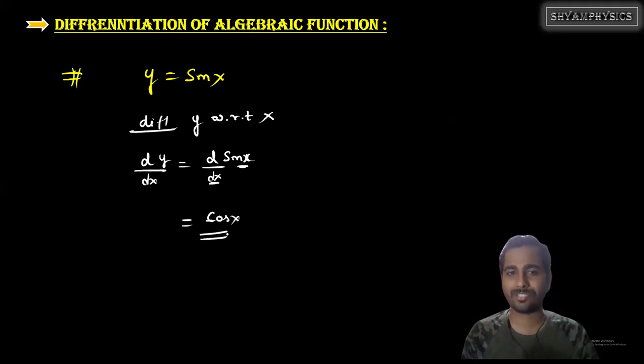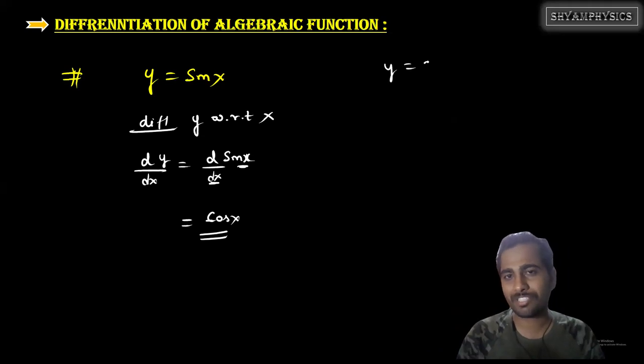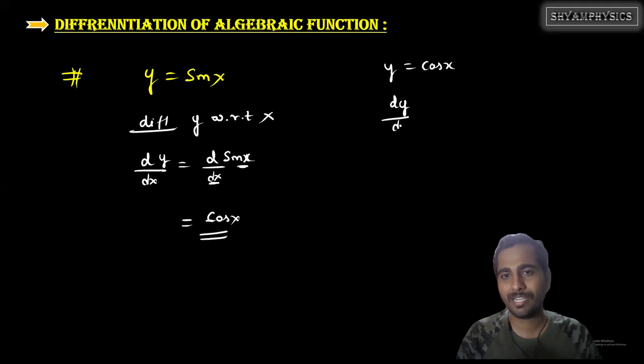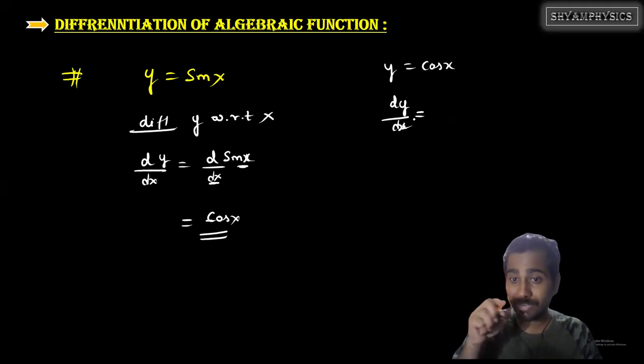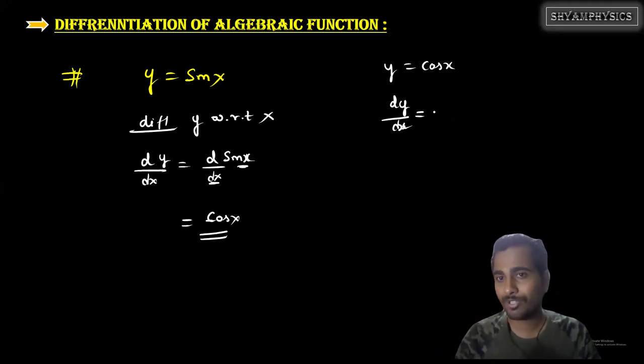This is differentiation. Then if I say, tell me, y is a function of cos x. What is the differentiation of cos x, dy by dx, with respect to x? For cos x, c stands for the negative sign. Wherever c is there, you need to put minus. So it will be minus sin x.